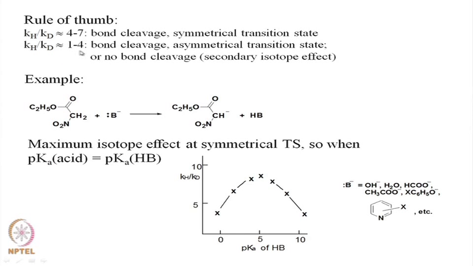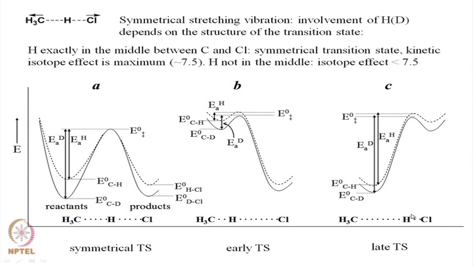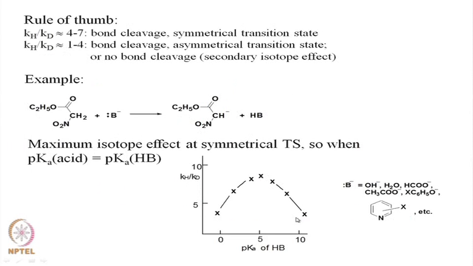What about the other case, less than 4? If kH by kD is from 1 to 4, then there is bond cleavage, but it is an asymmetrical transition state like this one. This is a symmetrical transition state, but these two are not symmetrical transition states. It is either early or late.